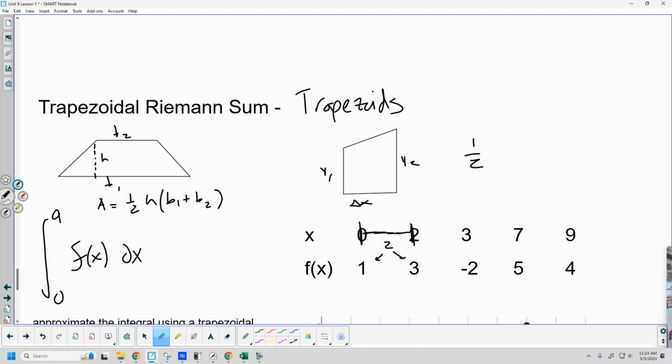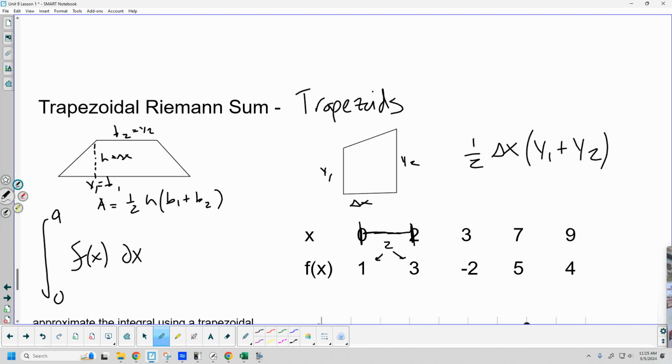Ready? It's easy. 1/2 the delta x. The base length is actually the height. The bases are actually the height. You know, we just kind of flip it on its side. So this becomes delta x. After you flip it, this becomes like a y2. This is like a y1.